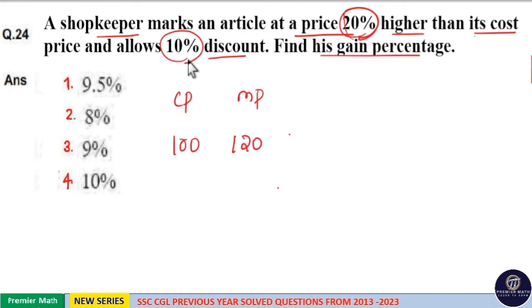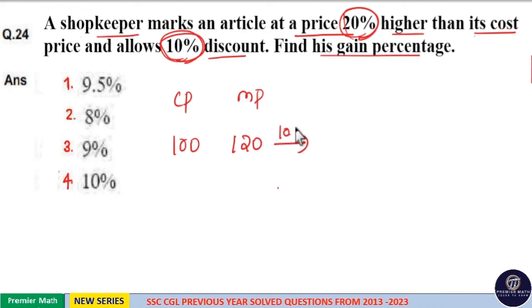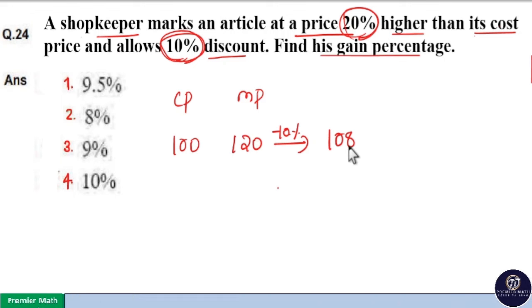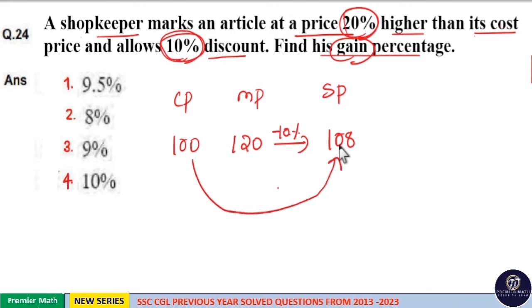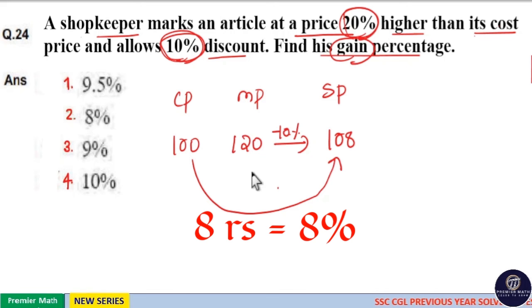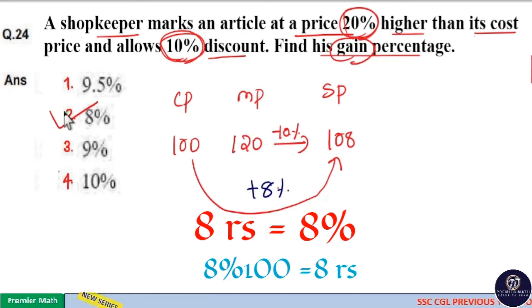Now, he allows 10% discount, which means he allows 10% discount on the marked price. 10% of 120 is 12. So, 120 minus 12 is equal to 108 rupees. So, that is sell price is equal to 108 rupees. Then gain percentage is equal to cost price is 100, sell price is 108. So, gain percentage is plus 8%. So, option 2 is your answer.